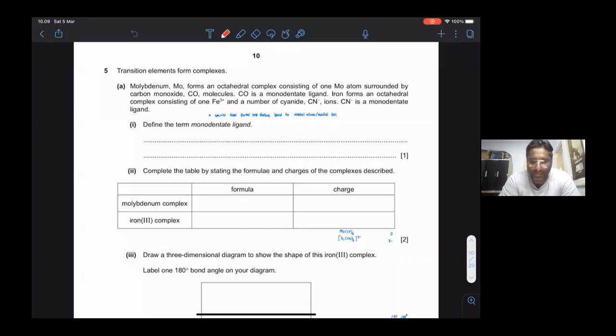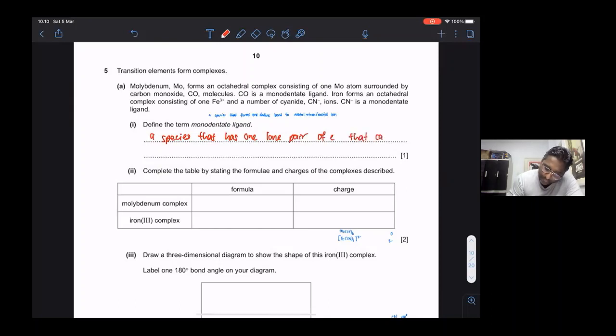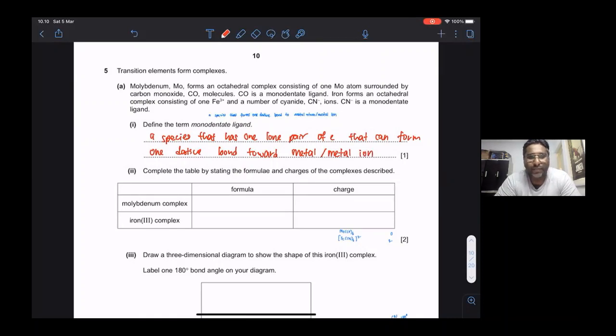So define the term monodentate ligand. When you define, it's going to be a species that has one lone pair of electrons that can form, since monodentate, one dative bond towards a metal or metal ion. So this is going to be the definition for monodentate ligand.